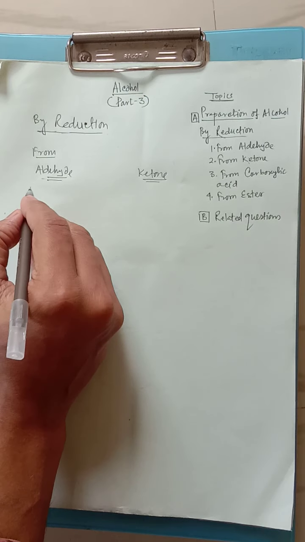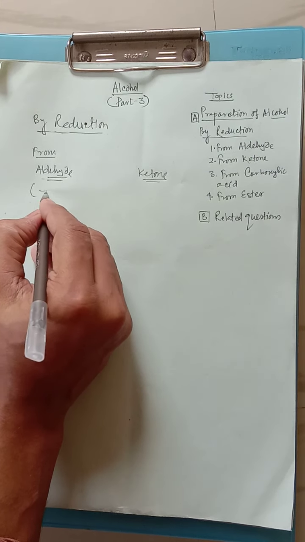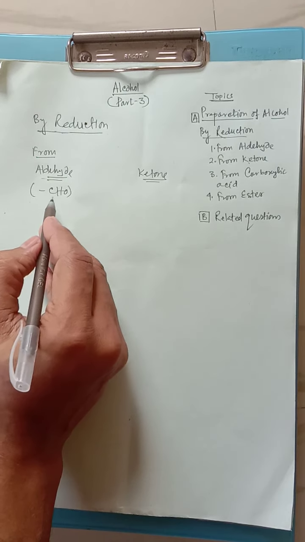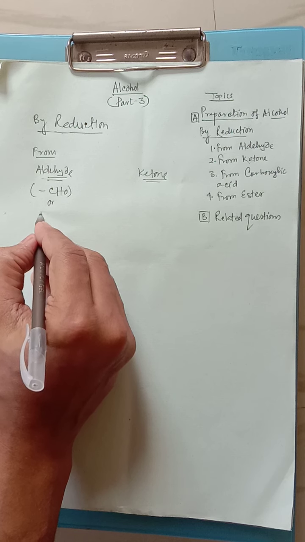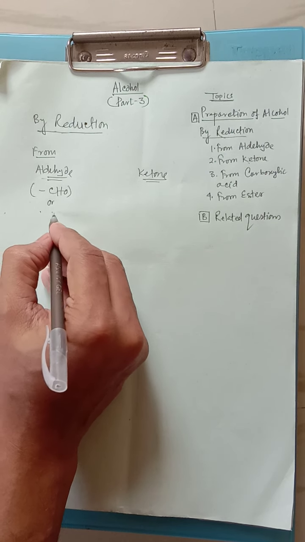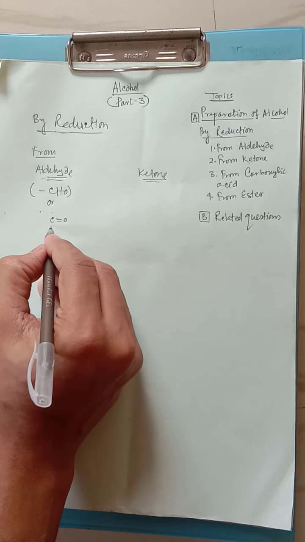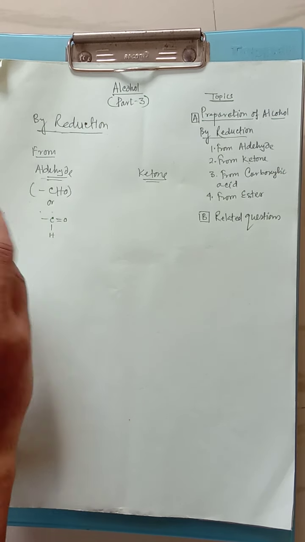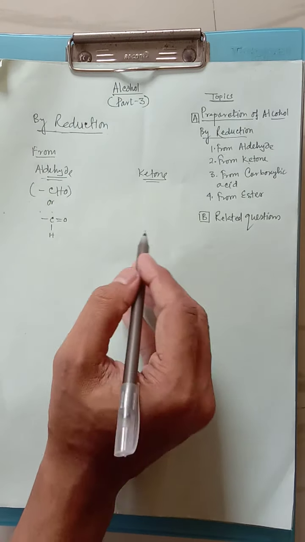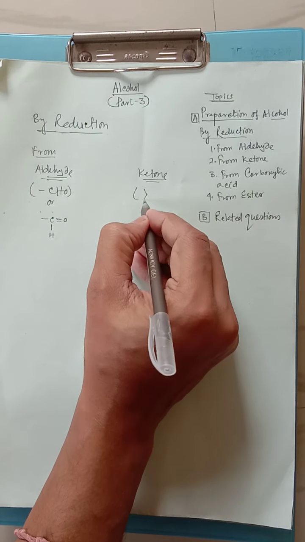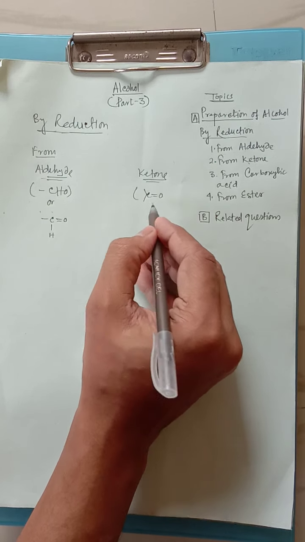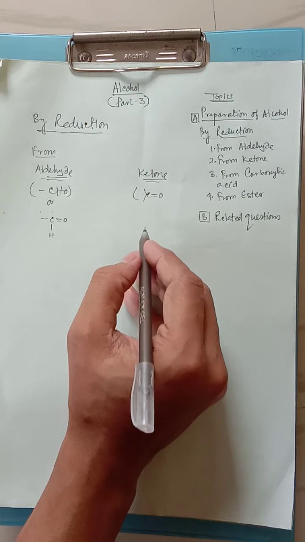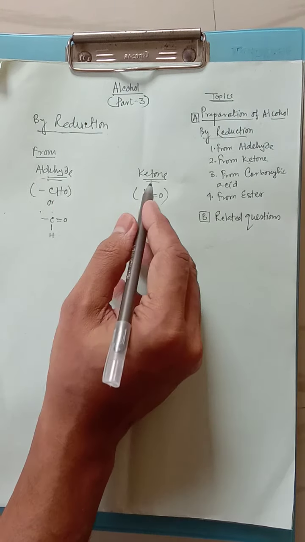Let's see. Now aldehyde means what? Aldehyde means the functional group will be like CHO. This functional group must be there, or the structure can be written this way also. That means C double bond O is there, one part H is there, and the other part is the remaining part of that particular compound. Now in case of ketone, this group must be there: C double bond O, and the other two hands are occupied by carbon containing groups. So this is aldehyde and ketone.